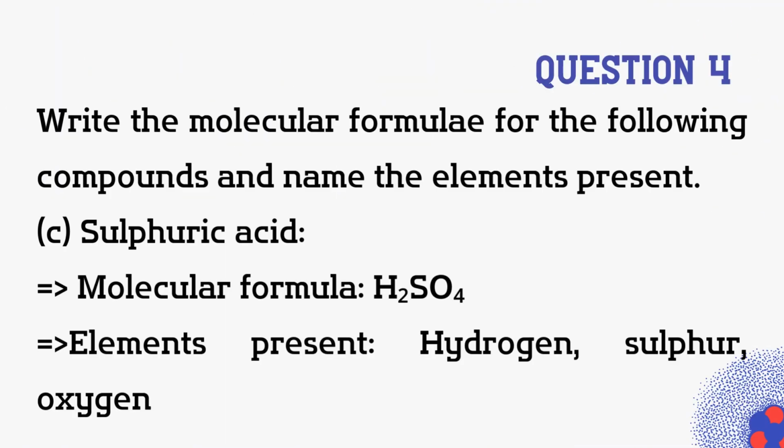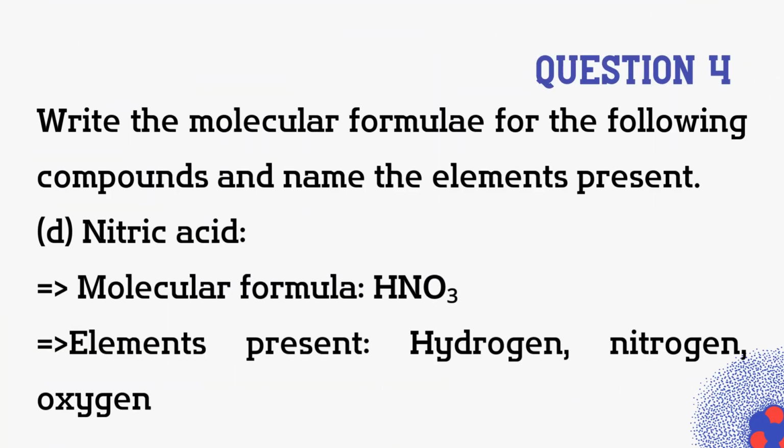Answer: for sulfuric acid, molecular formula H2SO4, elements present: hydrogen, sulfur, oxygen. Answer: for nitric acid, molecular formula HNO3, elements present: hydrogen, nitrogen, oxygen.